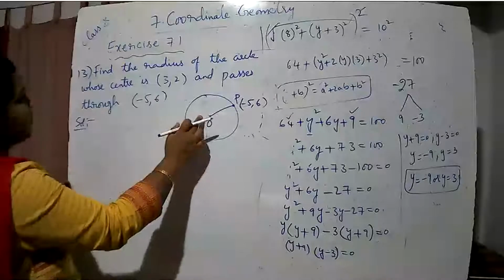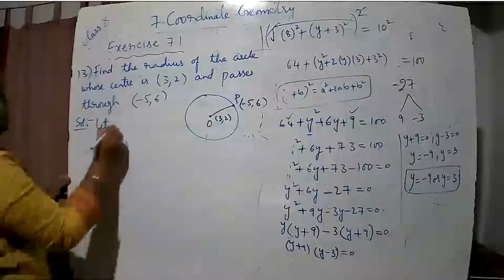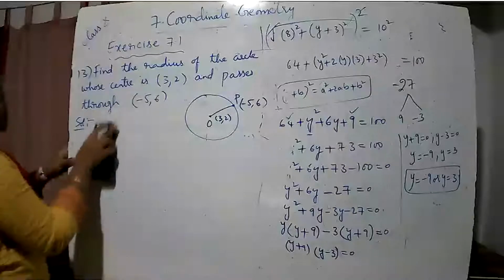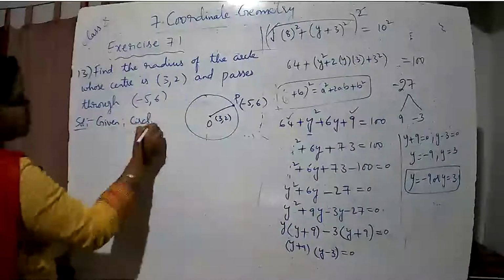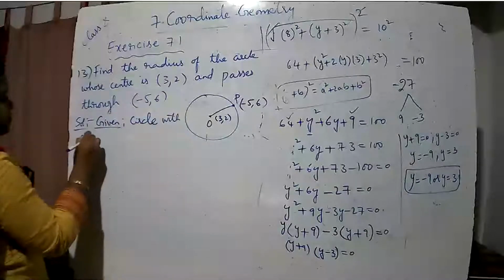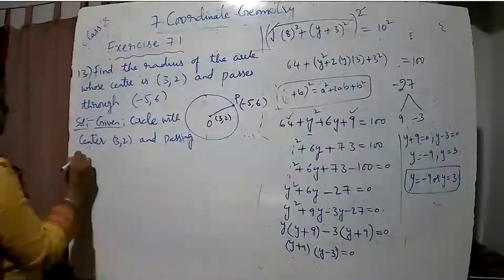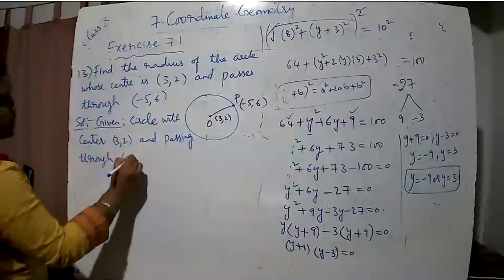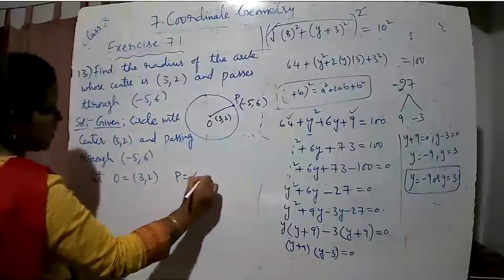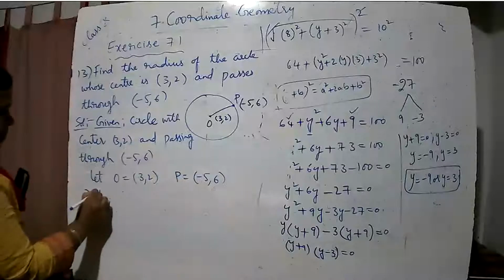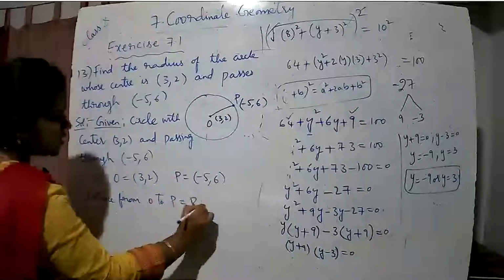So here what is O? O is the center. Center coordinates are given as (3, 2). So let us write what is given first. Given: circle with center (3, 2) and passing through the point (-5, 6). Let O is equal to (3, 2) and P is equal to (-5, 6). Distance from O to P is equal to the radius of the circle.